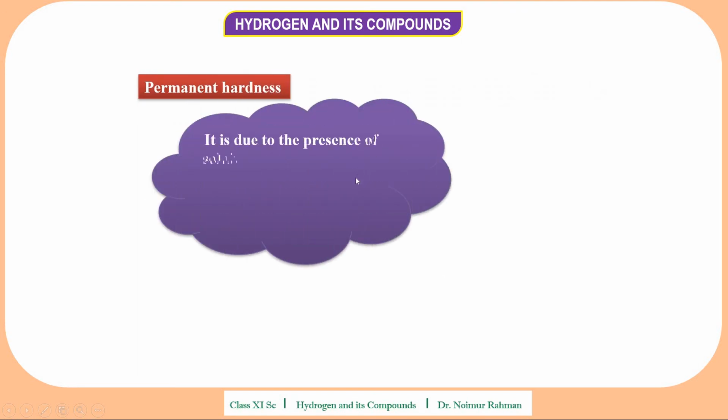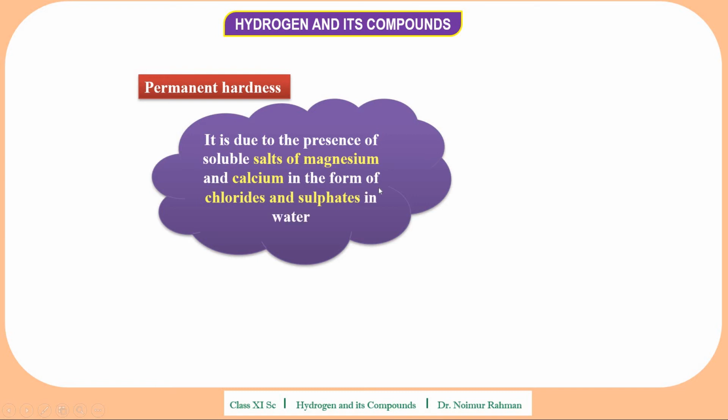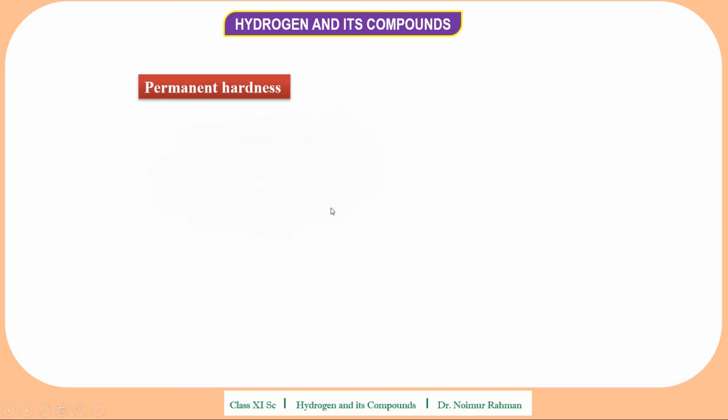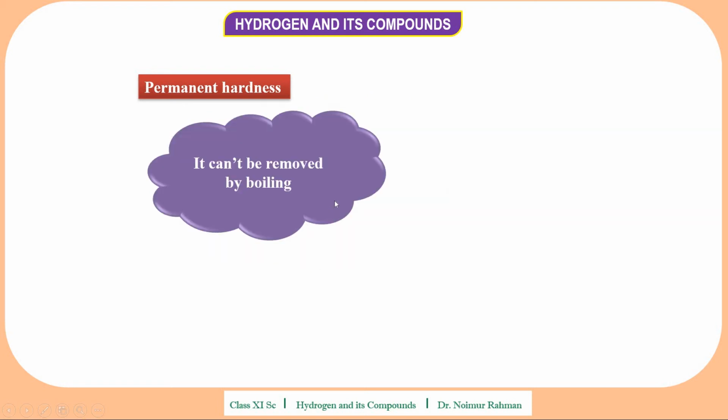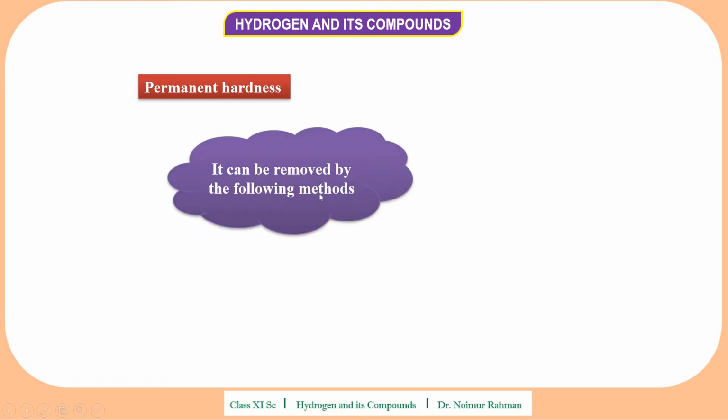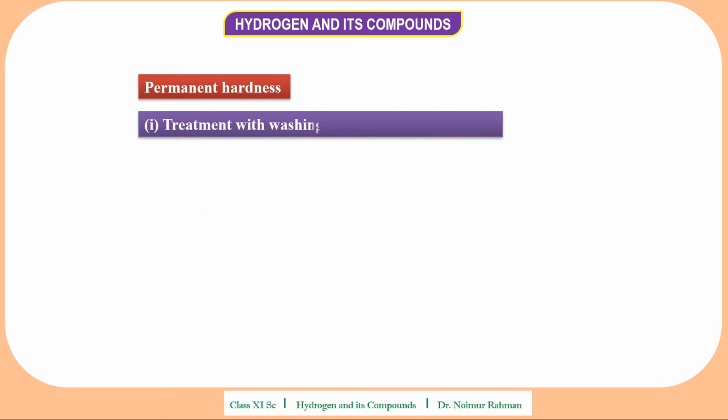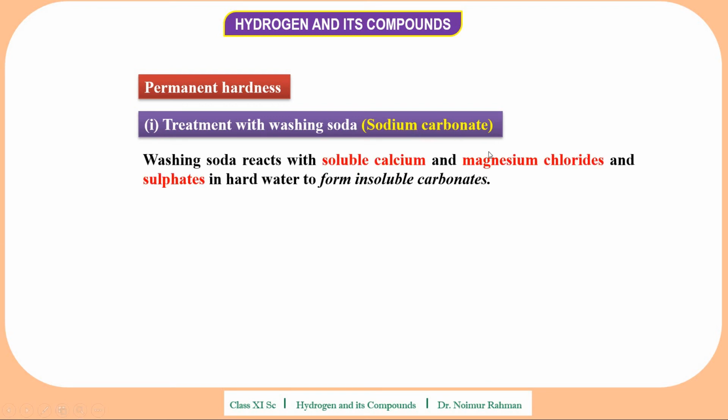Now, permanent hardness. Permanent hardness is due to the presence of soluble salts of magnesium and calcium in the form of chlorides and sulfates in water. It cannot be removed by boiling. It can be removed by the following methods. Number one method is treatment with washing soda, which is also called sodium carbonate.